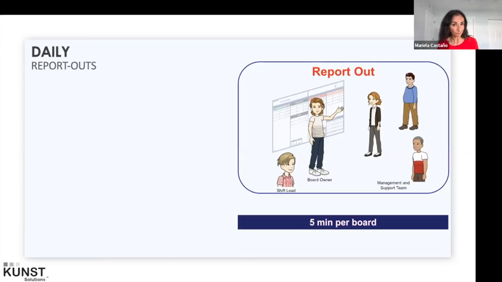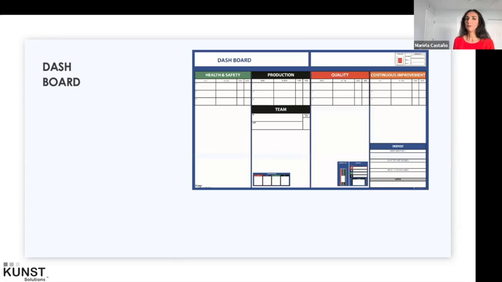The next one is daily report outs, and probably the most important visual management of all the ones that are out there. Why? Because it doesn't only combine a visual management tool, but it combines leadership together with the team members to understand the state of the business within a period of time. And it all happens in just 5 minutes. Next, please. What do I mean by that?